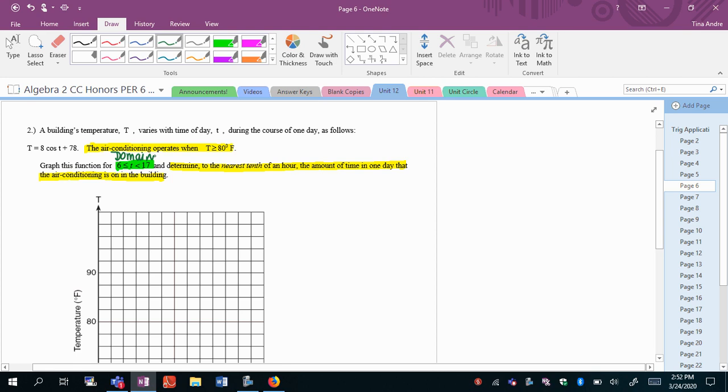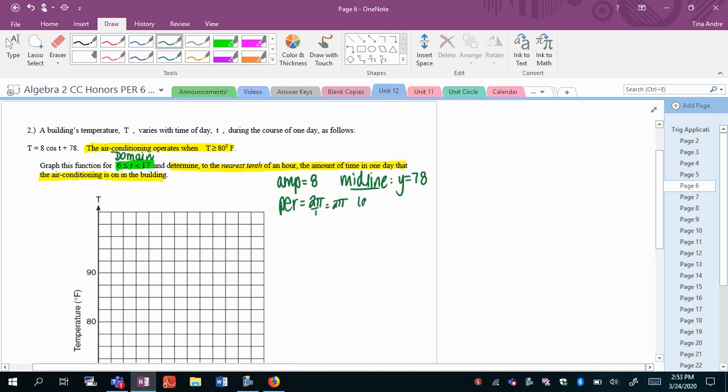So that means when I go to graph this, I'm going to make a table instead of how we graphed in the previous units. Let's go through and talk about the characteristics. The amplitude here is 8. The midline is the 78 at the end, so the midline is going to be y equals 78. The period in this one is just going to be 2 pi because the b value is 1. So 2 pi divided by 1 is just 2 pi.